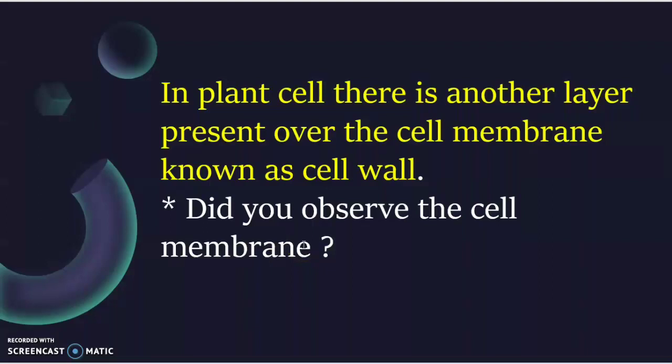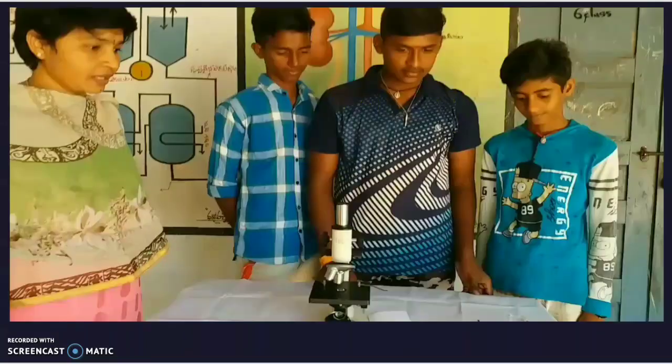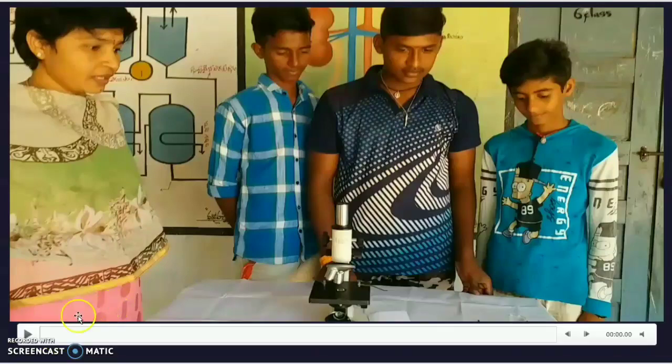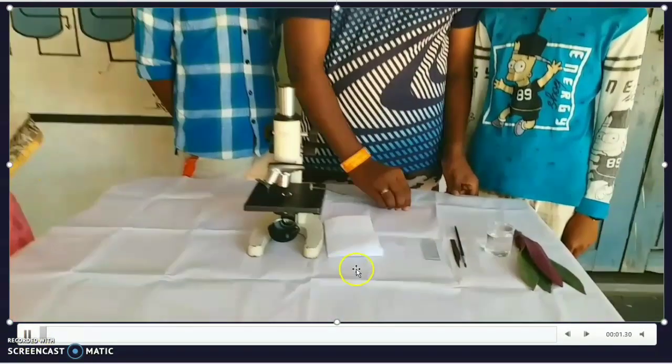In plant cell, there is another layer present over the cell membrane known as cell wall. I already told you, that is the special character of the plant cell. Do you observe the cell membrane? I will show you the cell membrane. How to observe the cell membrane, I will show you now with this experiment. This experiment is carried out by my students.